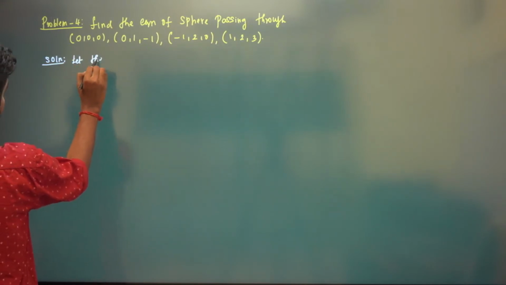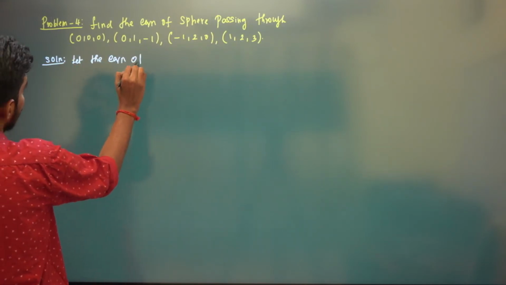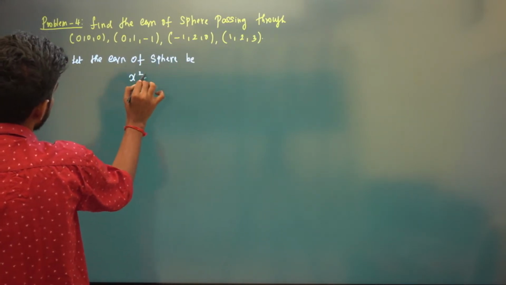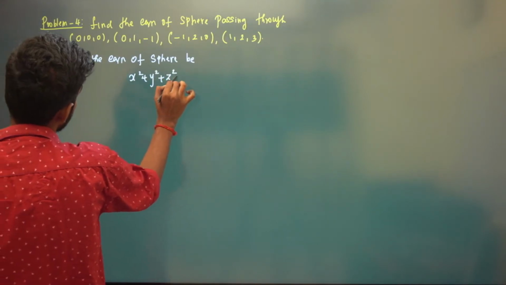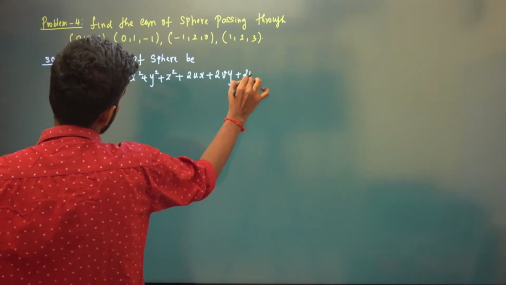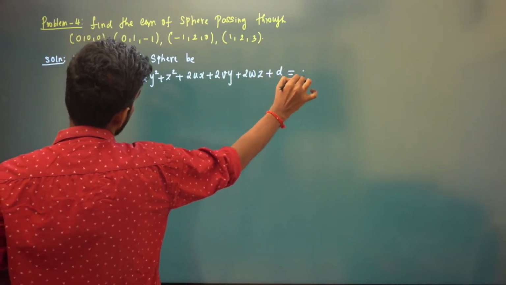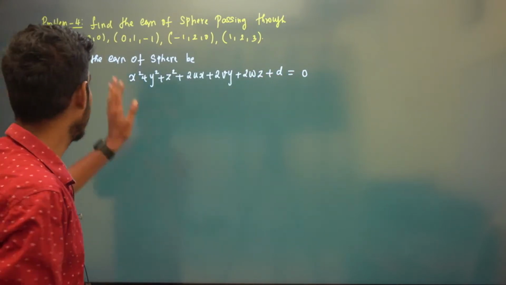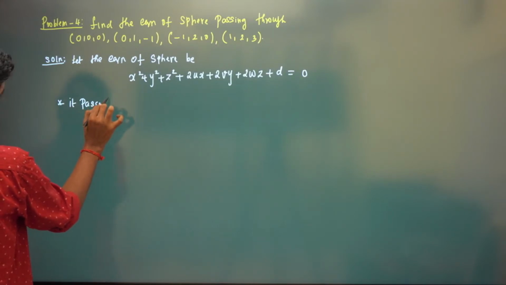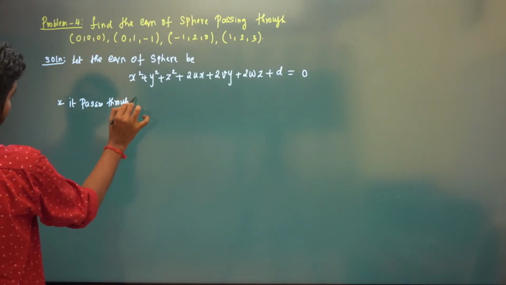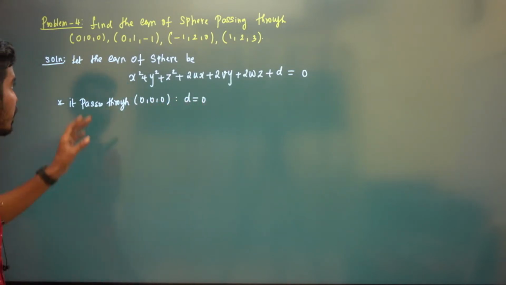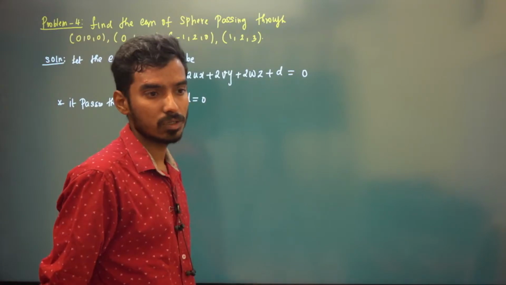So let the equation of the sphere be x² + y² + z² + 2ux + 2vy + 2wz + d = 0. We don't know u, v, w, d. It passes through (0, 0, 0). So surely d will be 0, right? Because for 0, 0, 0, d will be 0.